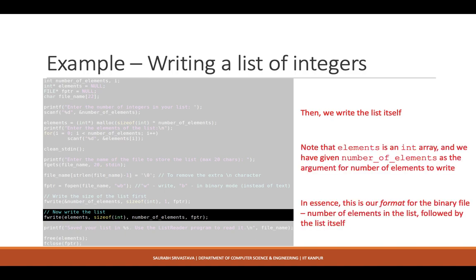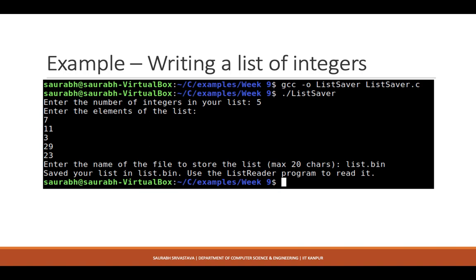Okay, so this is in essence the format that we are using for this binary file. An integer, which is essentially the number of integers in the list, and then the list itself, right? If the list has n elements, I am going to have n plus 1 integers written in my file, with the first integer being the size itself, that is n itself.